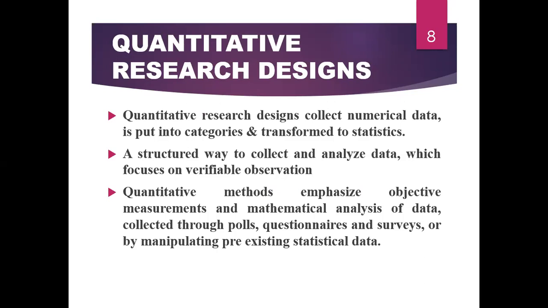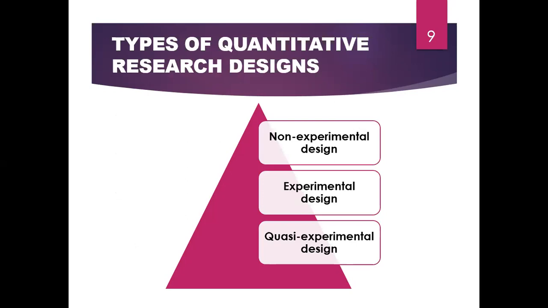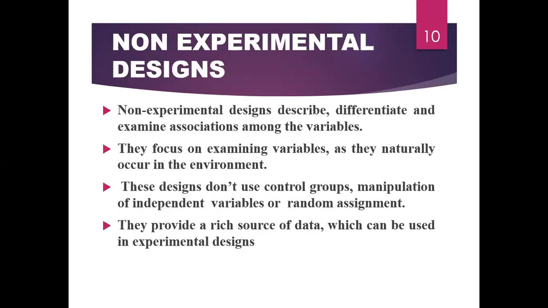So they are either descriptive or experimental, and they are associated with large-scale studies. And most of the time they focus on proof rather than discovery. So these are quantitative research designs. There are three primary types of quantitative research designs: non-experimental designs, experimental designs, and quasi-experimental designs. To start with, non-experimental designs.